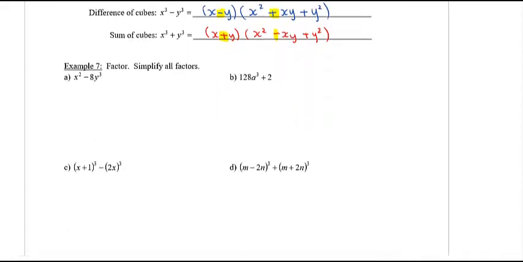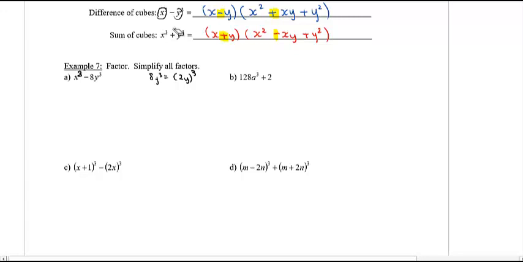Oh, I made a mistake here. It's not x squared, it's x cubed. Make that change, please. Sorry about that. x cubed minus 8y cubed. So once again, if you can see the different pieces, something cubed, yeah, x cubed, and then 8y cubed is the same thing as 2y all cubed.